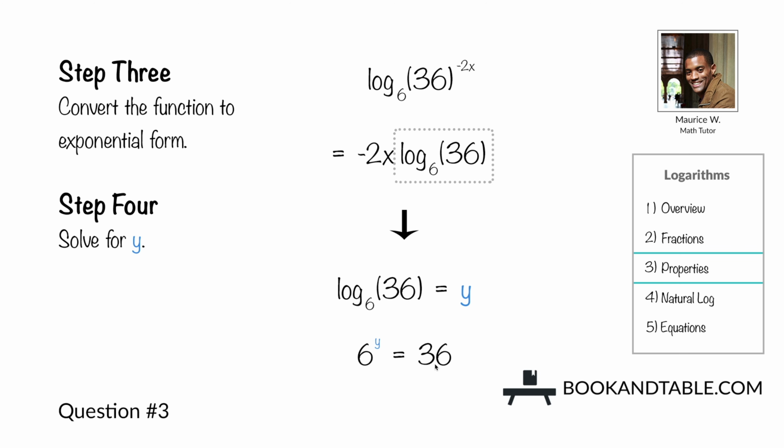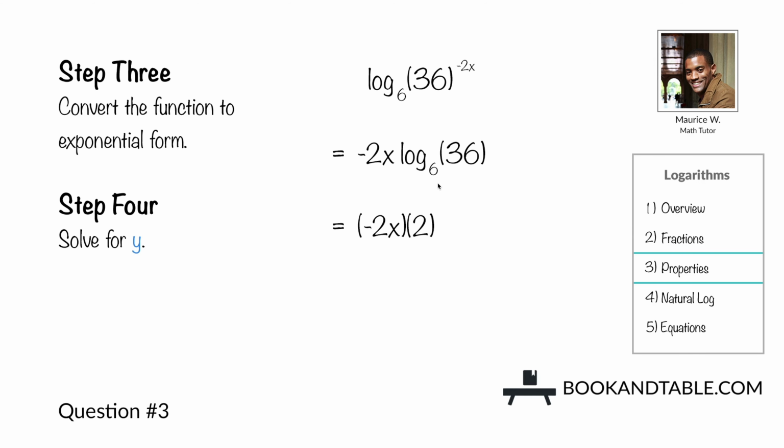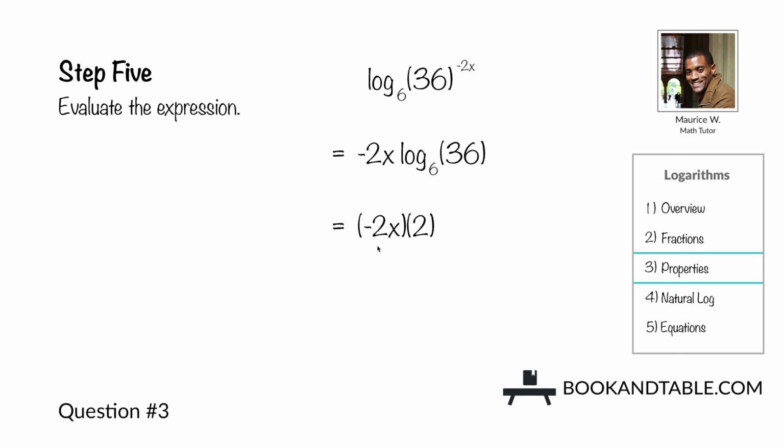So we change 36 to its equivalent 6 squared, allowing us to see that y is equal to 2, which means that the log of base 6 of 36 is also equal to 2. So we replace this term with 2, leaving us with -2x times 2. And now the last step, we want to evaluate the expression -2x times 2, and that would give us -4x. So the answer to question number 3 is the log of base 6 of 36 raised to a power of -2x is equal to -4x.